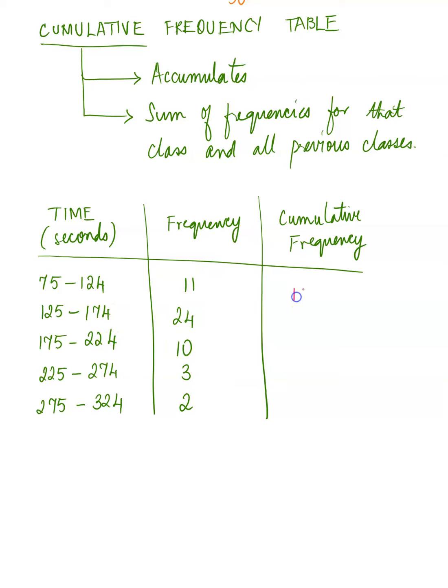The first one will be 11 itself because you have nothing previous to add. To get the next value, you take this 11 and add 24 to it. Go ahead and compute that. That will tell you we have 35. Then take that 35 and add 10 to it. That's going to be 45. Take the 45 and add the 3 from here. Do you see what I'm doing?